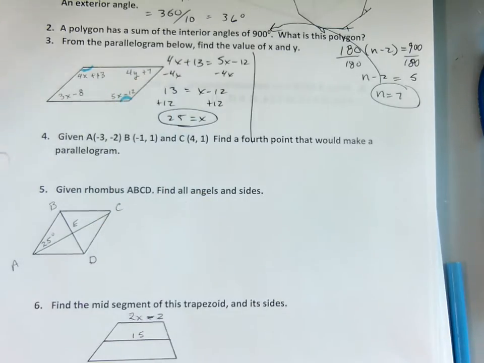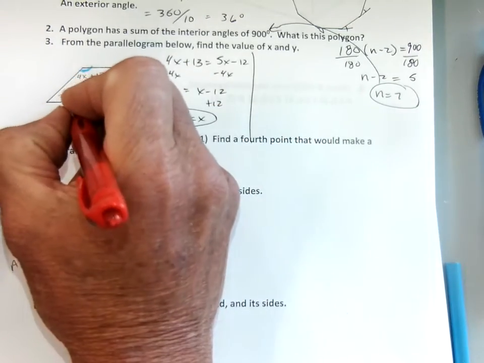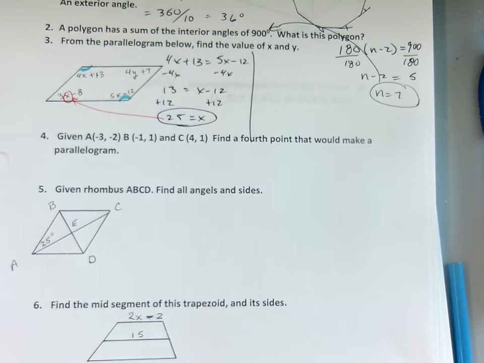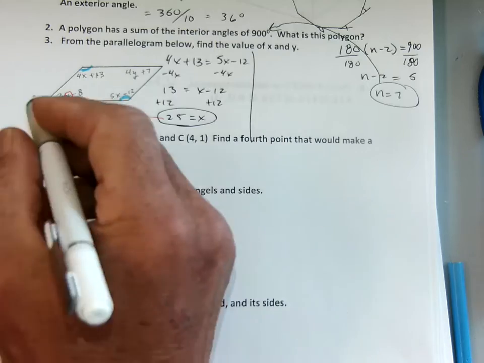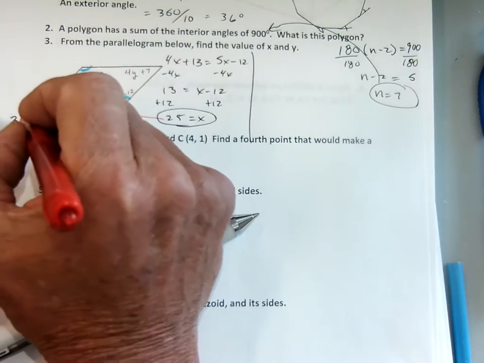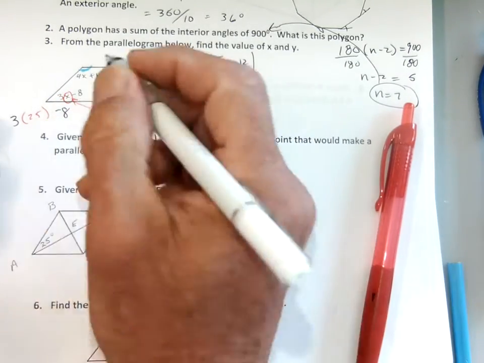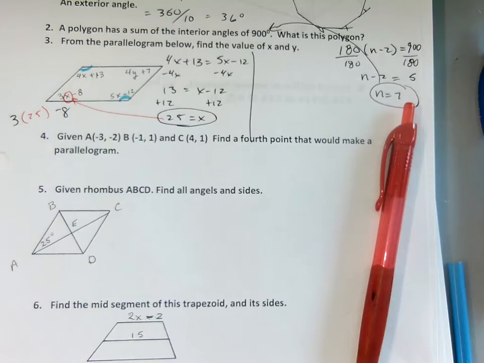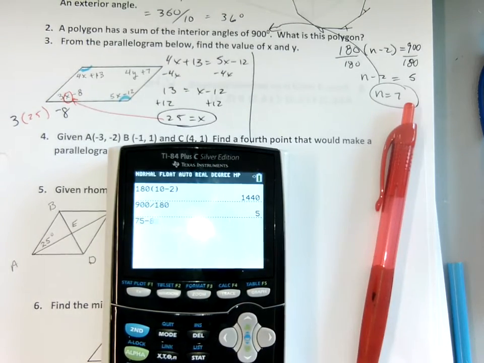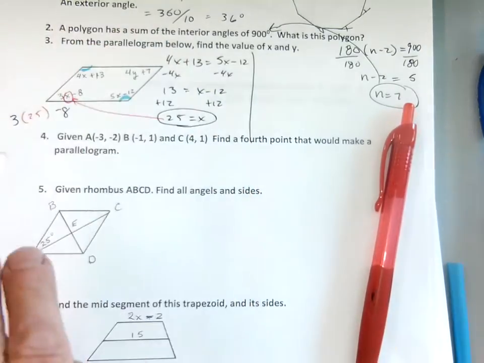So I can't solve for x and y, but what I do know is I can put my 25 right there. And I can get that angle, right? I know x is 25, so I'll take my 3 times 25 minus 8. Let's see, 75 minus 8 is 67. So this angle is 67 degrees, okay?